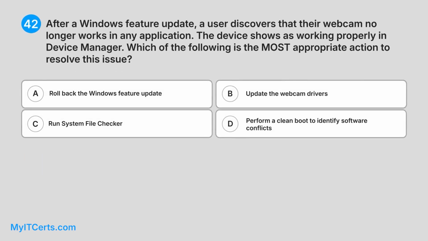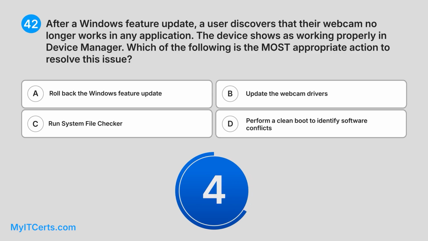42. After a Windows feature update, a user discovers that their webcam no longer works in any application. The device shows as working properly in Device Manager. Which of the following is the most appropriate action to resolve this issue? A. Roll back the Windows feature update. B. Update the webcam drivers. C. Run System File Checker. D. Perform a clean boot to identify software conflicts. What do you think is the answer?